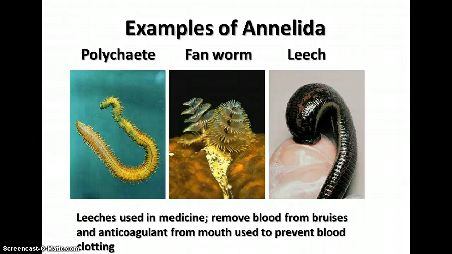If you ever have a limb that gets severed, like you lose a finger or an arm, and your limb gets reattached, oftentimes they'll use leeches to help maintain blood flow in the reattached limb because they have an anticoagulant in their saliva that can prevent the blood from clotting and help the development of blood vessels as the limb is reattached. This is the end of the notes on sponges and Cnidarians and worms.